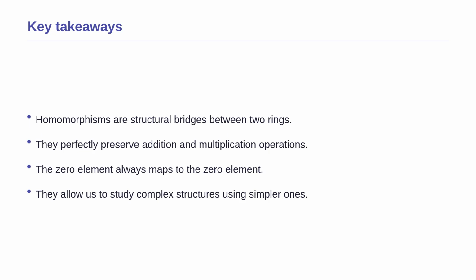Let us wrap up with the most important ideas from today. First, remember that a ring homomorphism is a structural bridge between two rings. Second, it must perfectly preserve both the addition and multiplication operations. Mapping first, then combining, must equal combining first, then mapping. Third, as we proved, this strict preservation means the 0 element of one ring always maps to the 0 element of the other. Finally, these mappings are powerful tools that allow us to study complex algebraic structures by relating them to simpler, better understood ones.